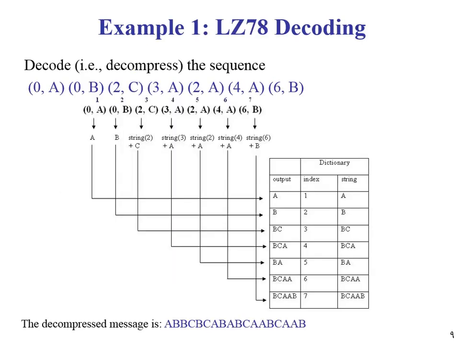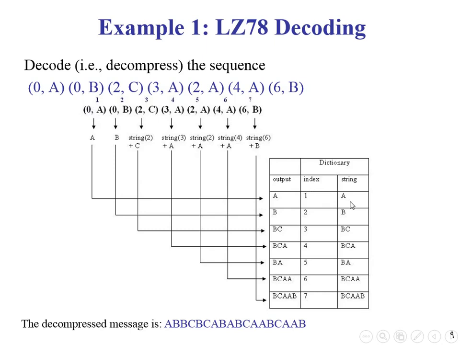Let's see the decoding process for Lempel-Ziv. We received these code words as the receiver: 0A, 0B, 2C, 3A, 2A, 4A, 6B. Let's decode these code words. Firstly, 0A: there is no prefix, and A, so the output will be A, and it gets the index 1.